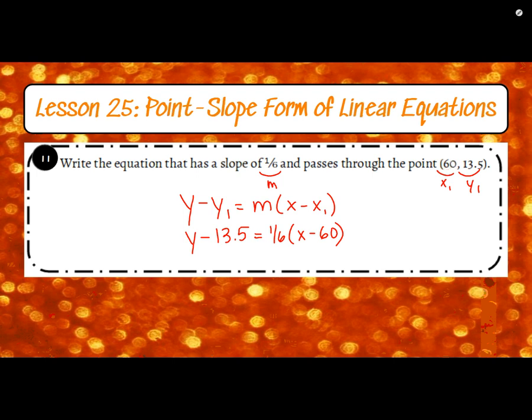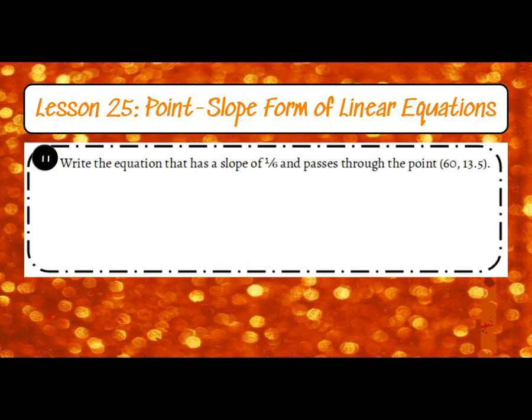Now, if I was asked to, like in your homework, once I have my point written, asked to solve for y, I would distribute, and then I would end up moving this by adding 13.5 and combining like terms on the other side. So just keep that in mind, because I do think in the homework there's 2 problems where you have to write it in point slope form, and then you have to change it to slope intercept form.